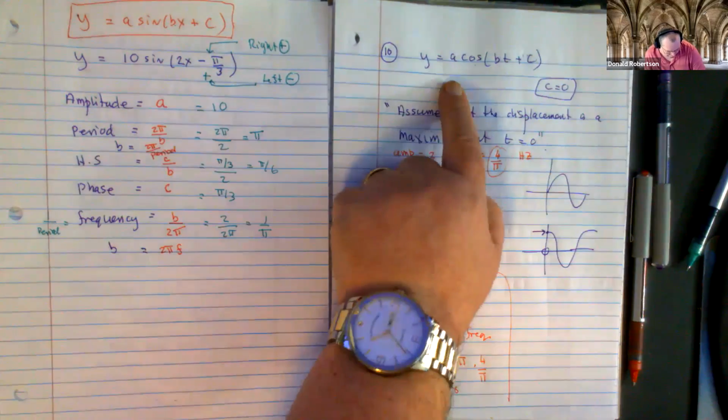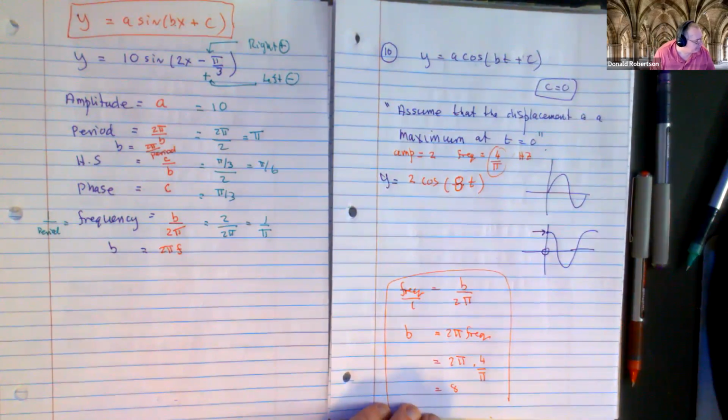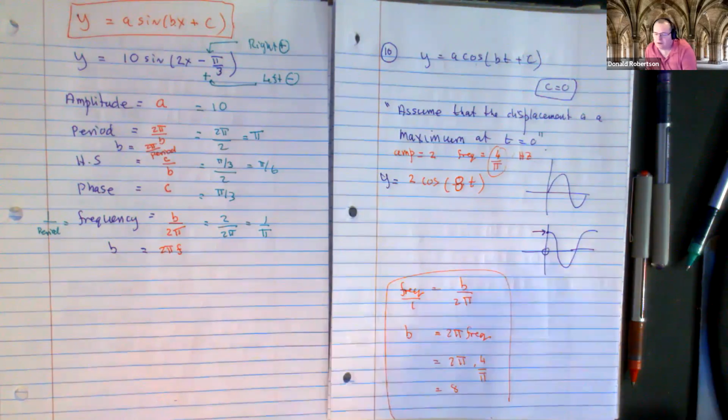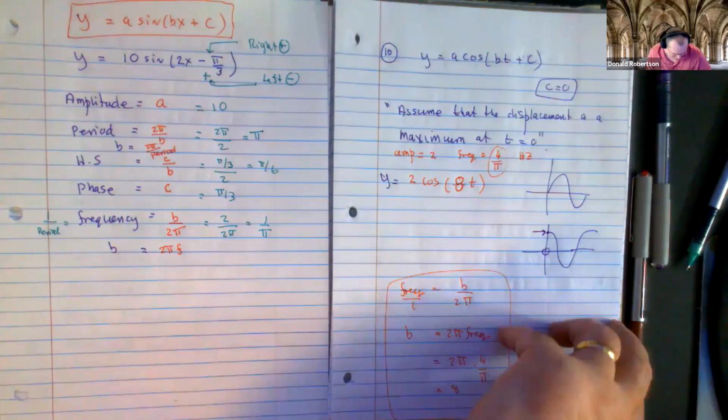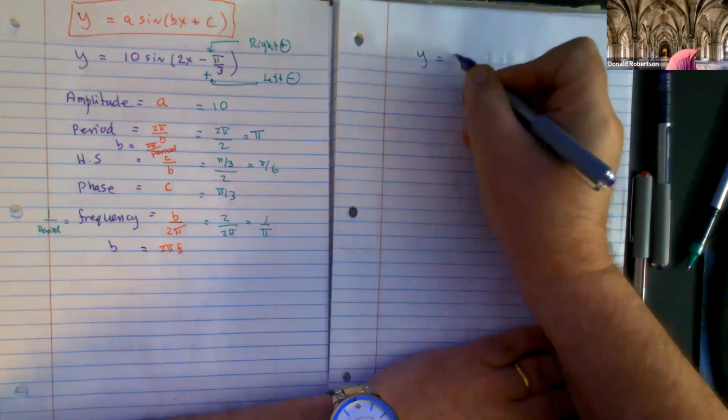Essentially, in these questions, we're after the value of A, B, and or C. How are we doing? Okay. Right. So let's do one. Let's suppose that you know it's going to be a sine.